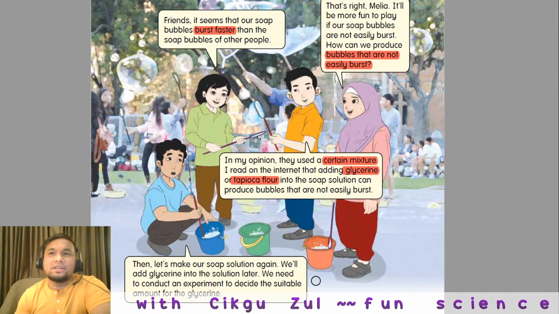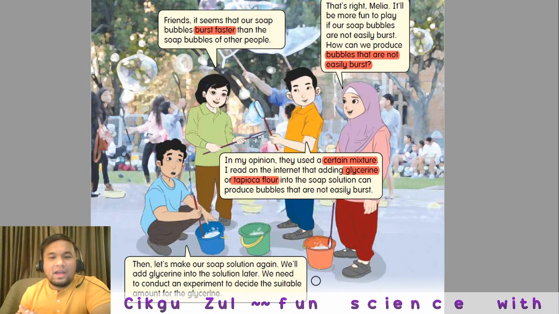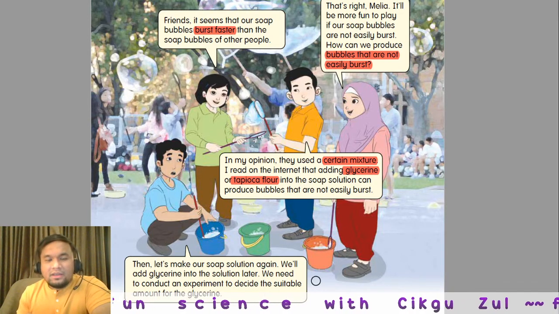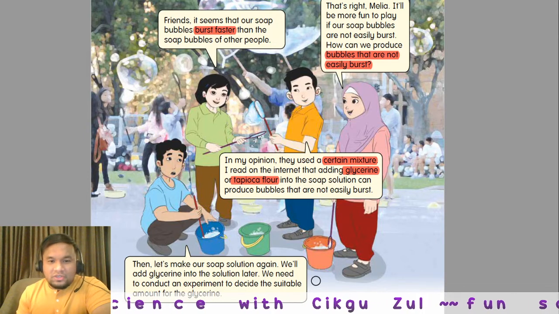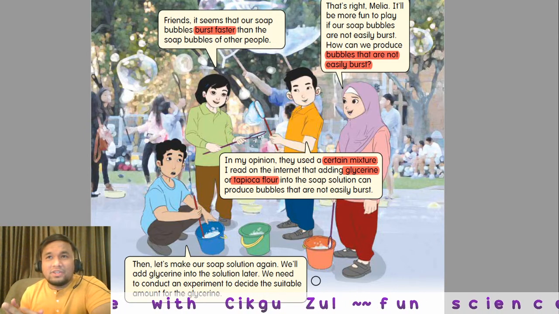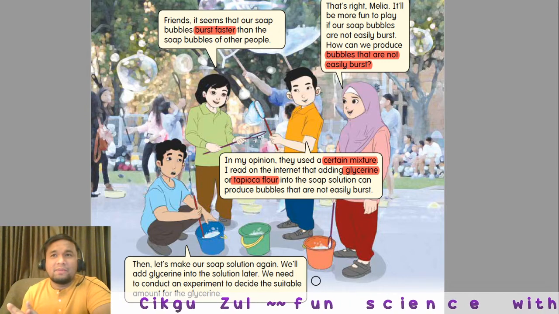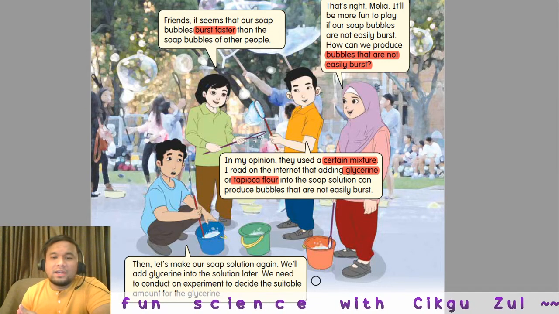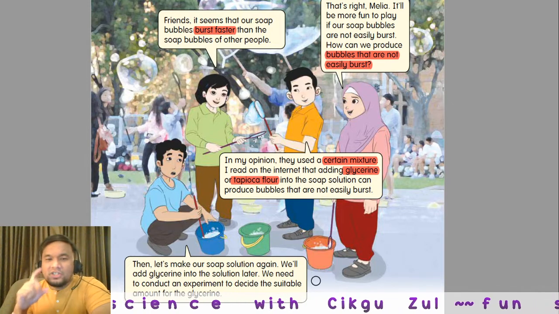Okay, so glycerin is an ingredient. Dia ada dalam bentuk cecair, used in making cakes or pastries. Dan kalau misalnya kita pergi ke kedai-kedai yang jual bahan-bahan kek, salah satu bahan dia ialah glycerin. Warna dia jernih.